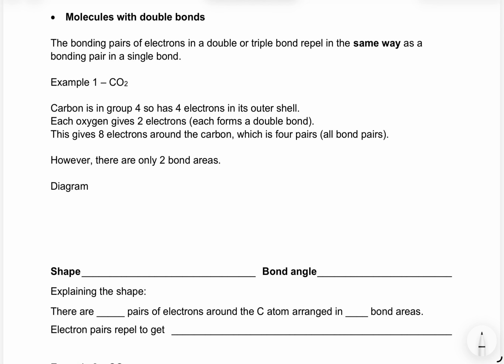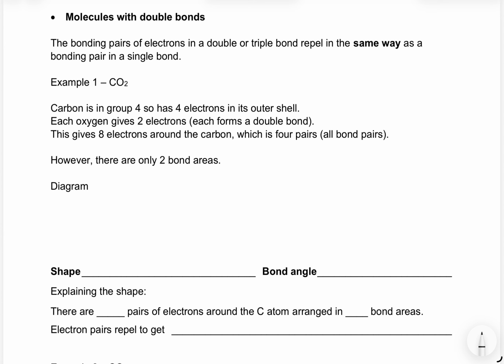In this second video on shapes, we're going to look at some molecules that are a little different. Firstly, we're going to look at ones with double bonds and how we treat those, and then we're going to look at those with coordinate bonds and what we do with those. So, molecules with double bonds.